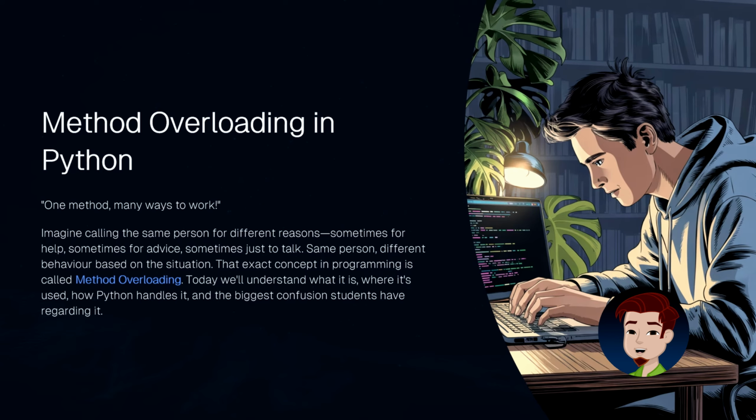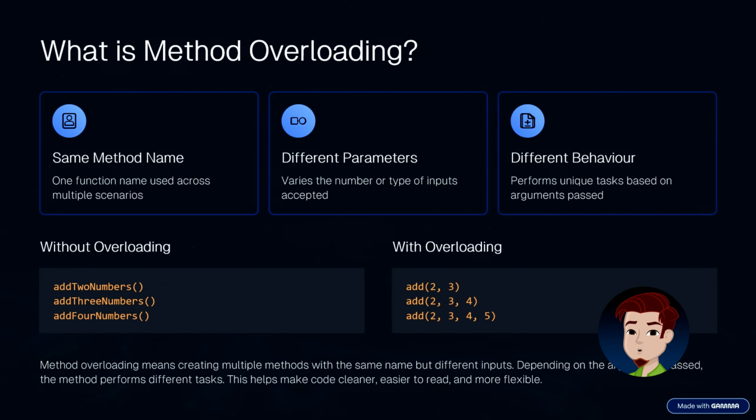Method overloading means creating multiple methods with the same name but different inputs or parameters. Depending on the arguments passed, the method performs different tasks. For example, if I write add with two numbers, it adds two numbers. But if I pass three numbers, it adds three numbers. Same method name, but different behavior. This helps developers write cleaner, easier, and more flexible code.